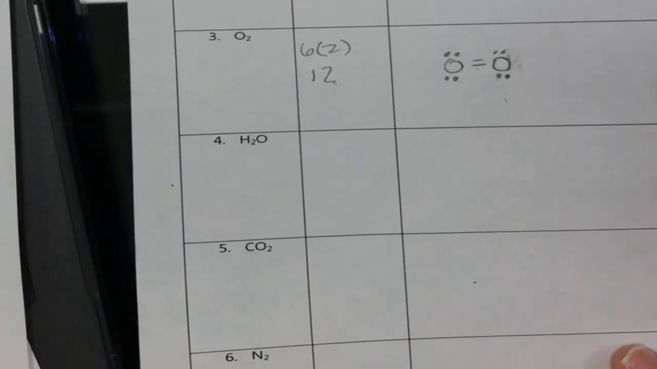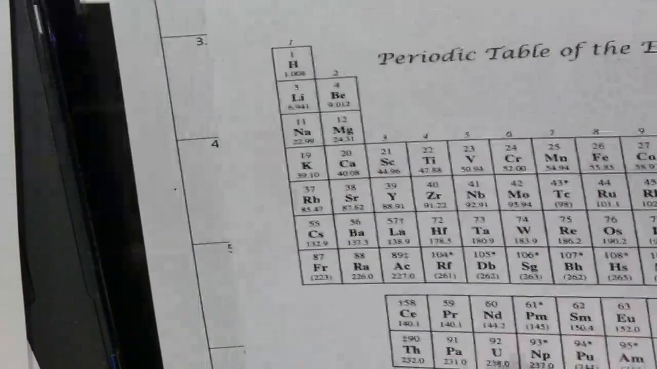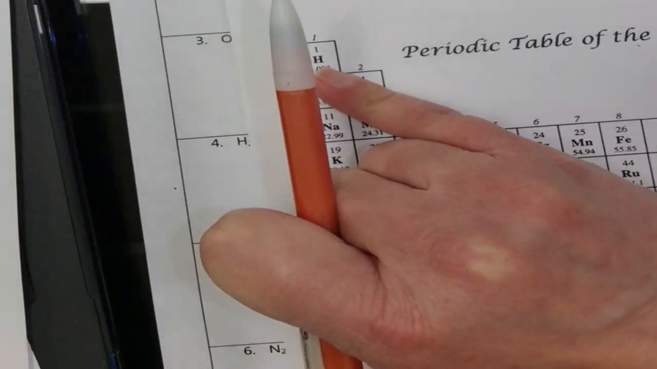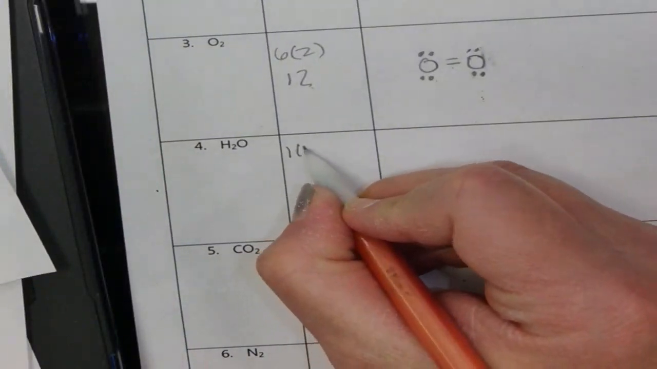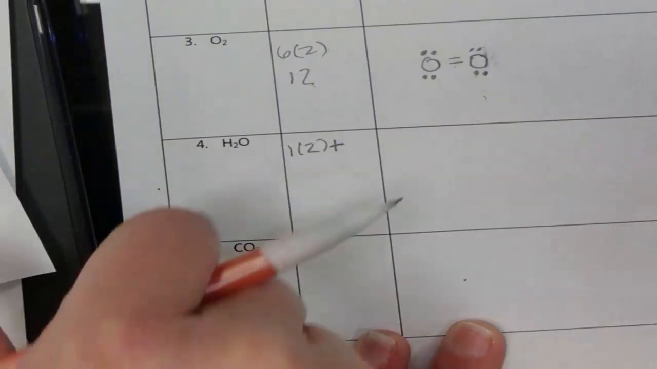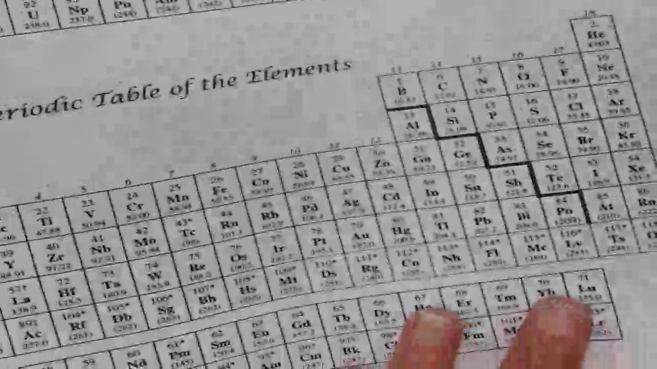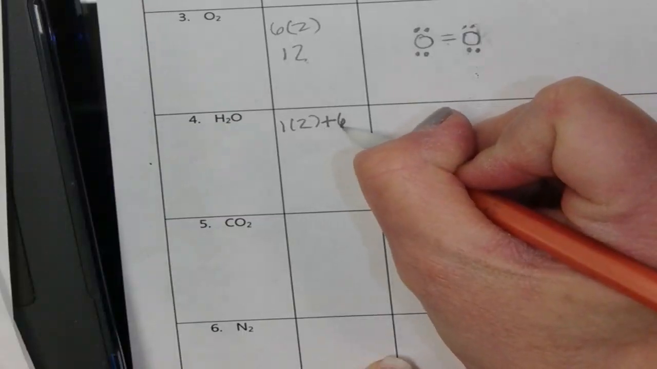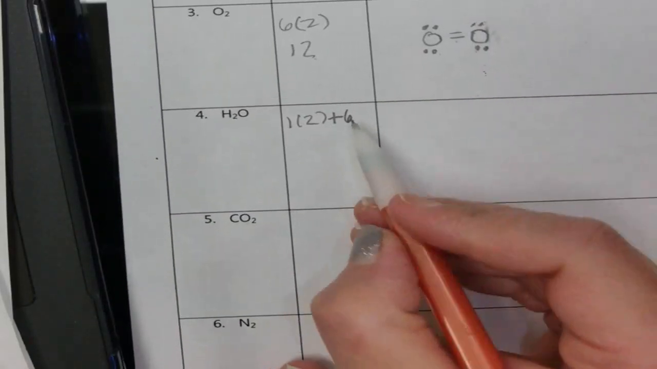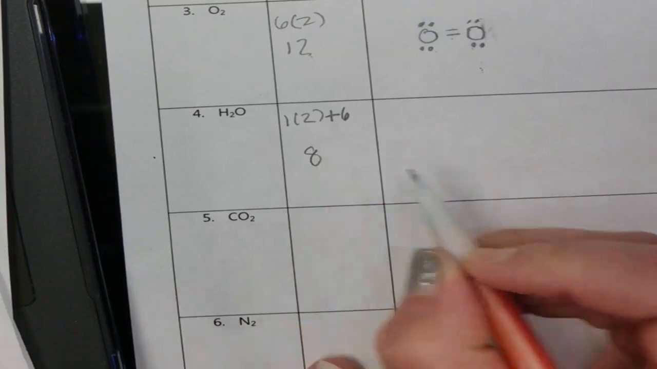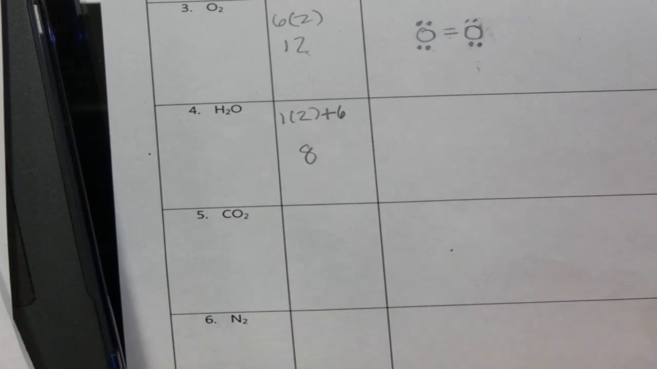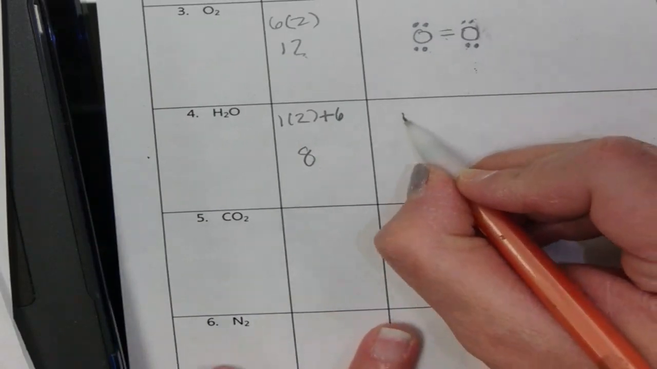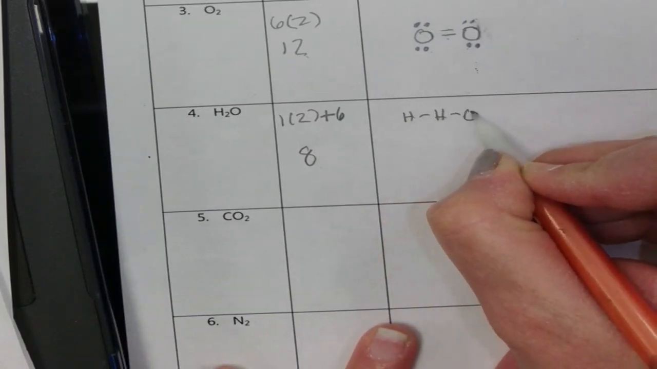All right, let's look at H2O. Hydrogen has 1 valence electron, and there are 2 of them, plus my oxygen, and oxygen has 6 valence electrons. So this is going to be a total of 8. Now, hydrogen will always go on the outside because hydrogen can only have 2 electrons. I cannot put hydrogen in the center.